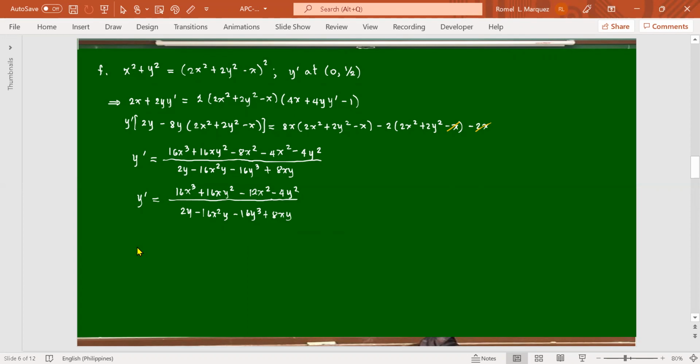Okay, at the point, anong point dyan, children? 0, 1/2, right? Wala nang effect yung may mga x, no? 0, 0, 0. Negative 4 times 1/4, right? All over. 2 times 1/2 is 1. 0. 0 the last term. 16 over 8 because y cubed means 1 over 2 quantity cubed, 1 over 8. Correct, children?